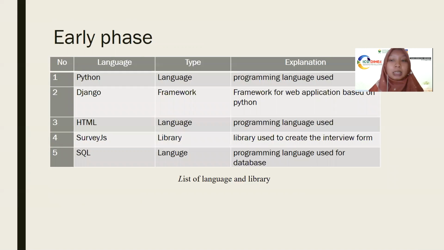And for early phase, this is the result of analysis of software requirement. There is a list of languages and libraries used in the research. The first is Python, a programming language, and Django framework for web applications based on Python. And there is HTML, a markup language, Survey.js, a library used to create the interview form, and SQL, a programming language for database.